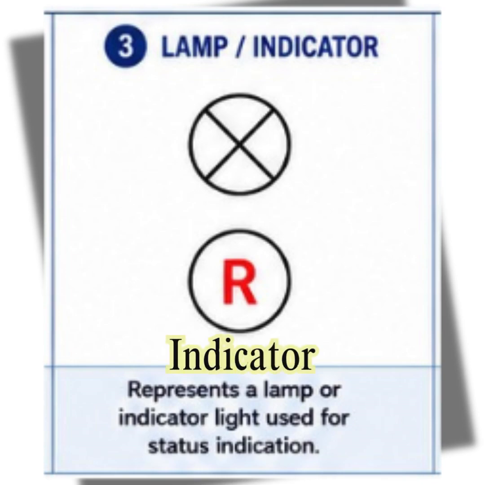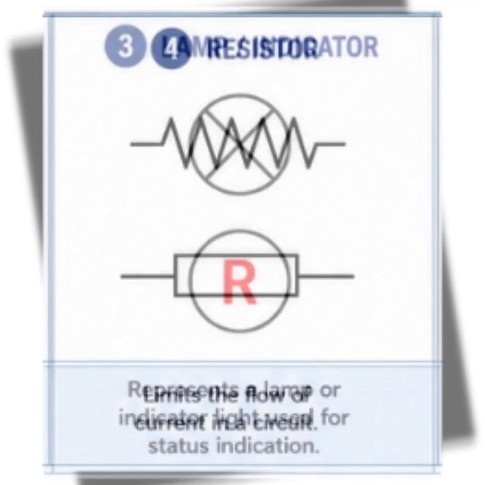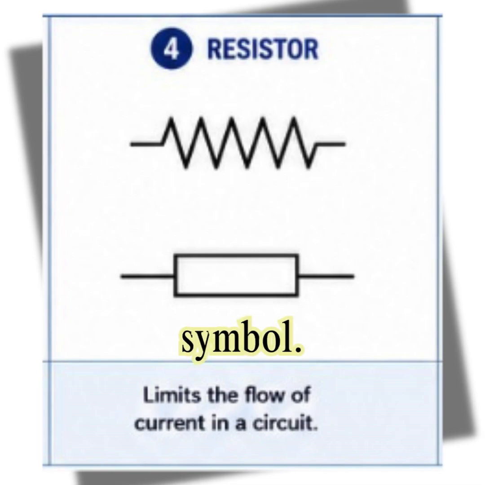Third, lamp, indicator symbol. This symbol represents an indicator lamp used to show operating conditions such as power on, running, trip, or fault. Fourth, resistor symbol. A resistor limits the flow of current and helps control voltage levels in electronic circuits.